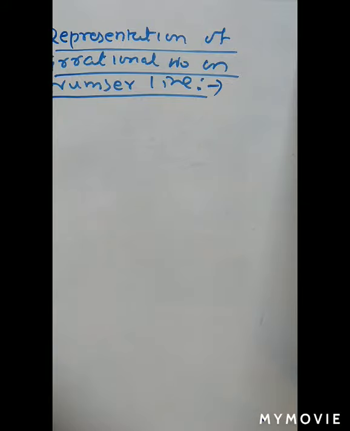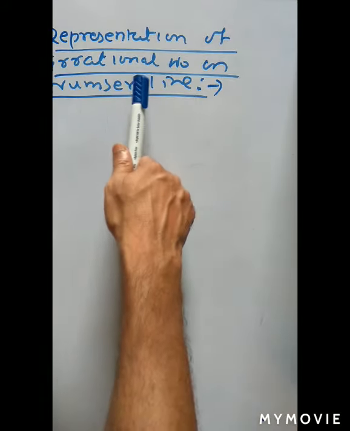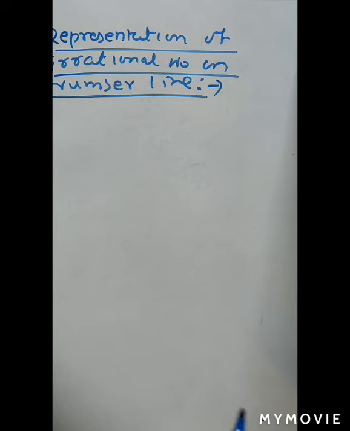So the question is, how will you represent an irrational number on the number line? You cannot represent an irrational number directly on the number line. Why? Because an irrational number cannot be represented in p by q form. So to represent an irrational number, you have to take the help of the Pythagoras theorem.